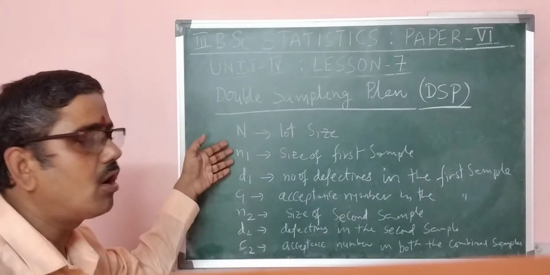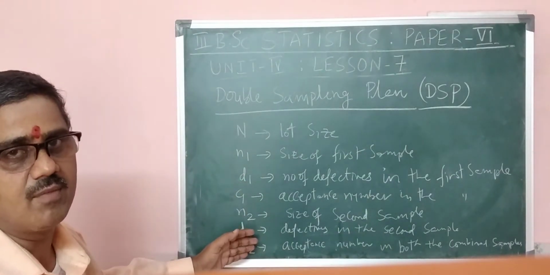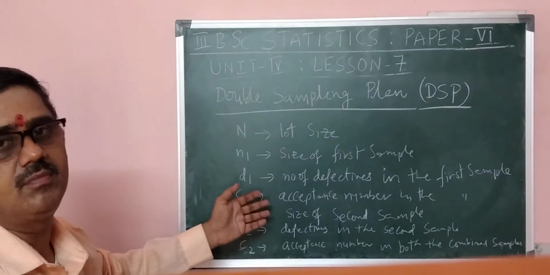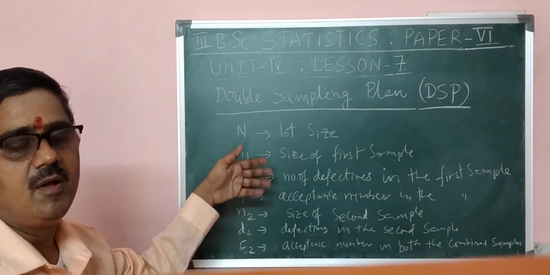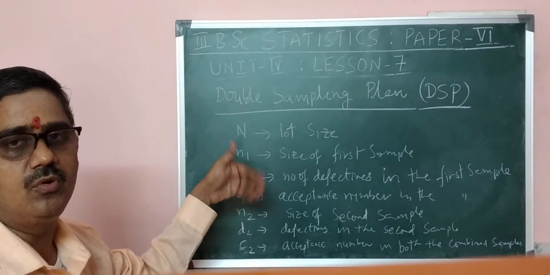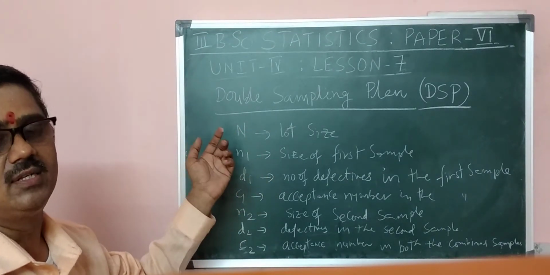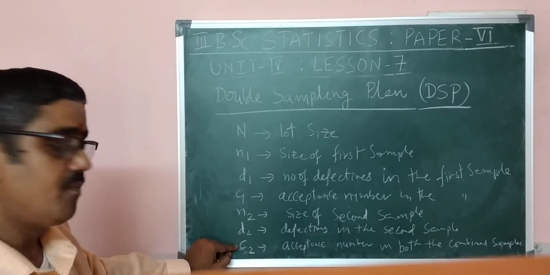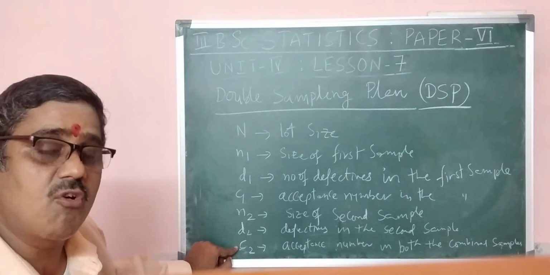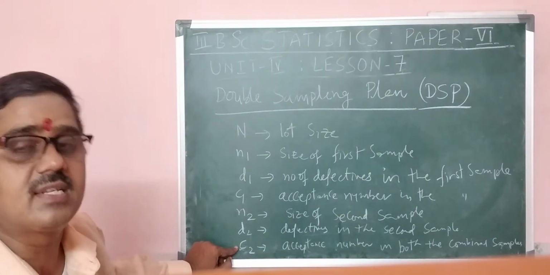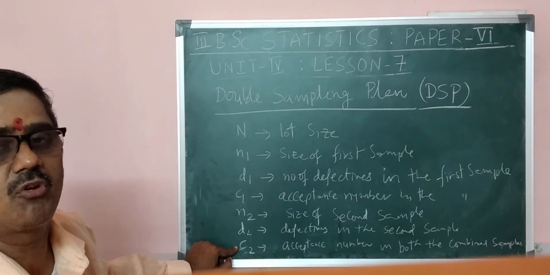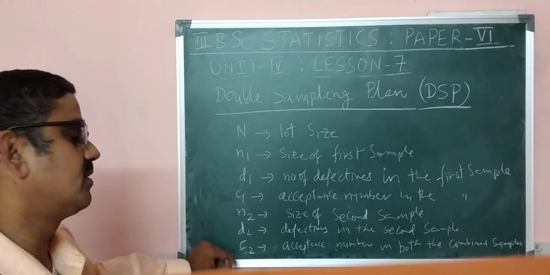For example, here we got 3 defective items, here we got 4 defective items. If the acceptance number is, for example, 8, the lot is going to be accepted. Such a lot is accepted based on both the combined samples. C2 is the acceptance number, the maximum number of allowable defectives in both the combined samples; both samples are to be considered.